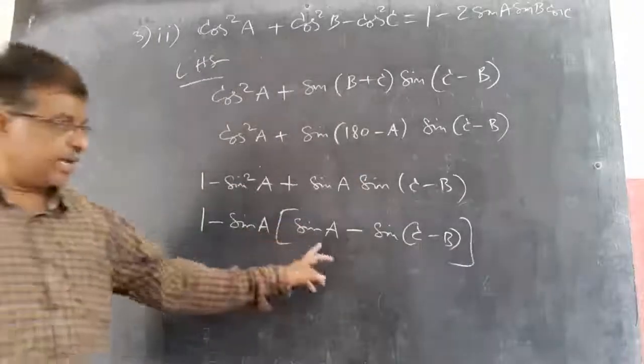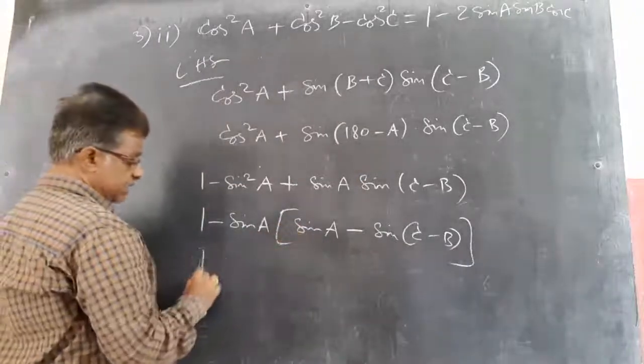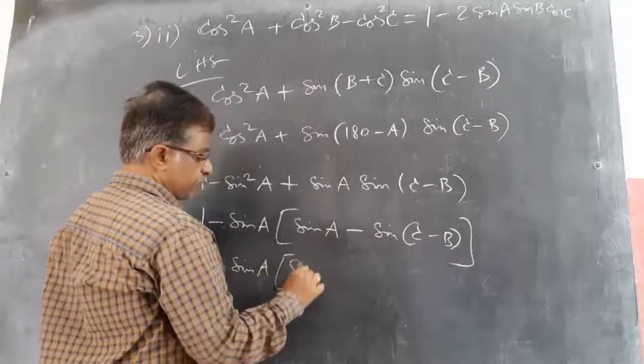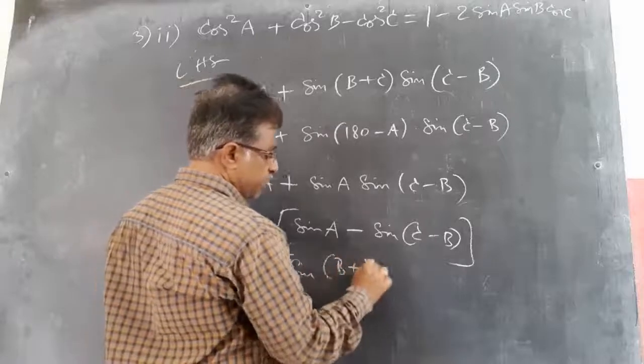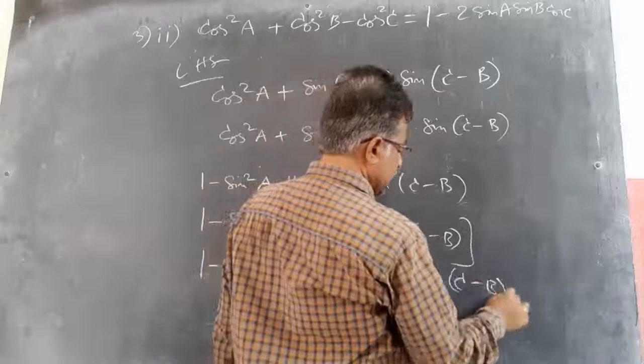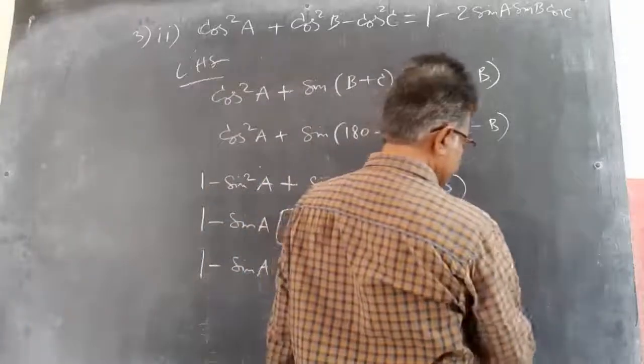Now a is 180 minus of b plus c. Automatically here I can write sin of b plus c. So this becomes 1 minus sin a into sin of b plus c minus sin of c minus b. So this is like sin a plus b minus sin a minus b.